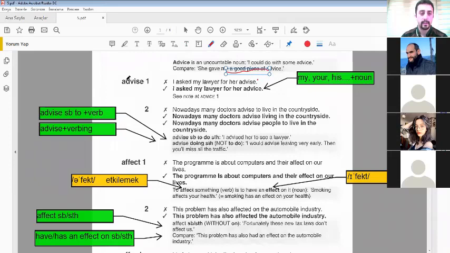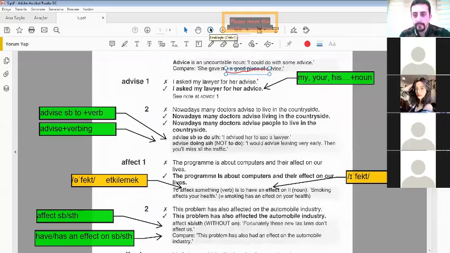Now I want one of the ladies or gentlemen to start reading advise number 1. Who wants to read this part? Come on, one of you. Yes, please, madam. Is it Duygu? I asked my lawyer for her advice.